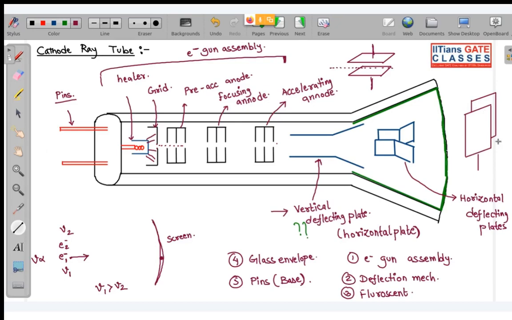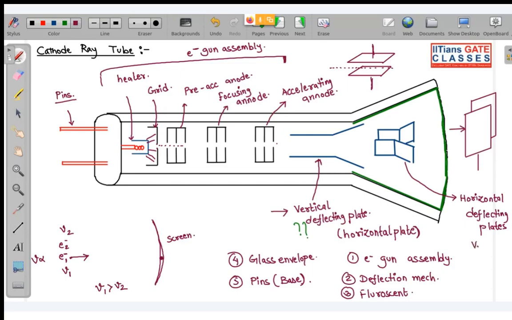See, now I am trying to draw this thing, but I am not able to. So basically, these are two plates, okay? Hopefully, you are understanding. These are two plates, and you can see these are kept vertically. Now, electron is flowing in between these two plates. So, can you see whether these are kept vertically or horizontally? Vertically. So, why are they said horizontal deflecting plates? We are going to see it in a few moments.